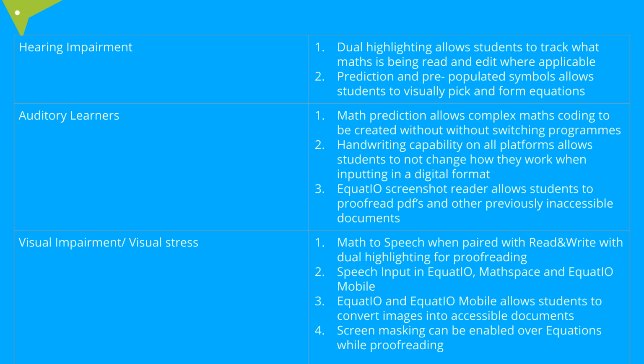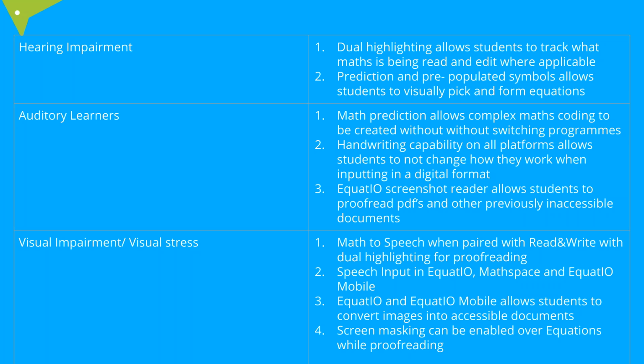They have the math to speech element. They can also use the screen masking within Read&Write, and that will go over the maths equations. And then they can hear them proofread with the exact background colour if they have maybe Meares-Irlen syndrome and need that specific colour to actually process the information on that page.